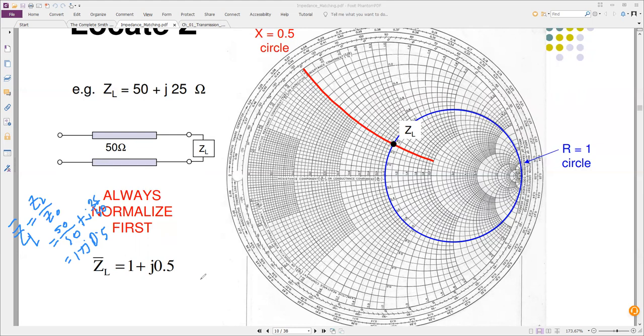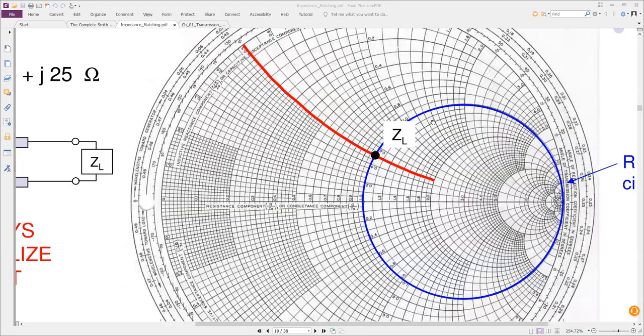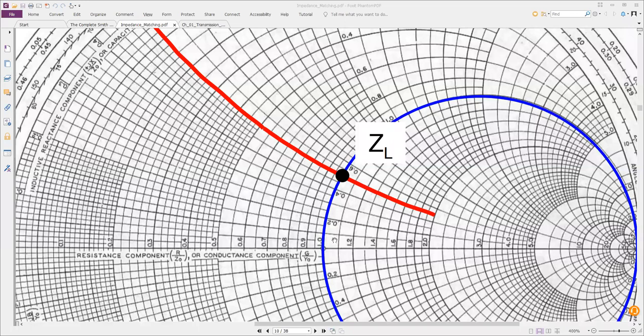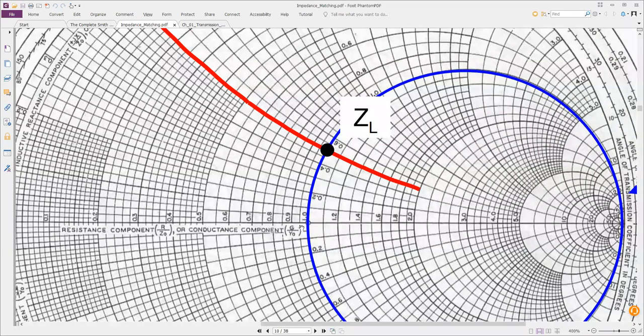Now you have to put this value on the Smith chart. How to plot ZL? 1 plus j0.5. See, the first thing, 1. That means R. R equal to 1. The value of R is 1. So you will consider this circle, the constant resistance circle.